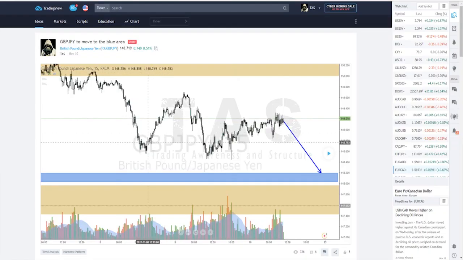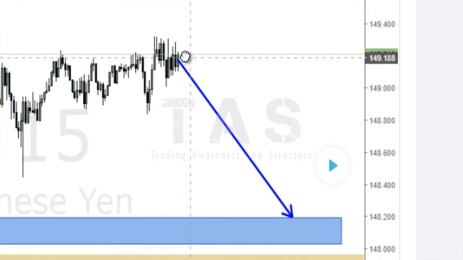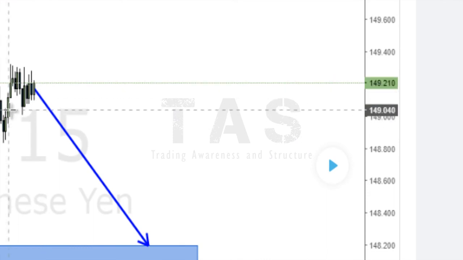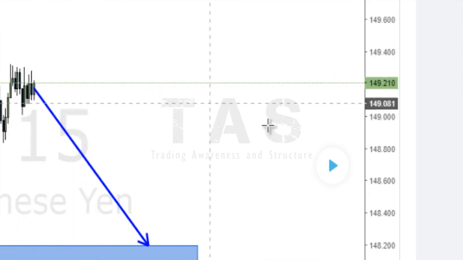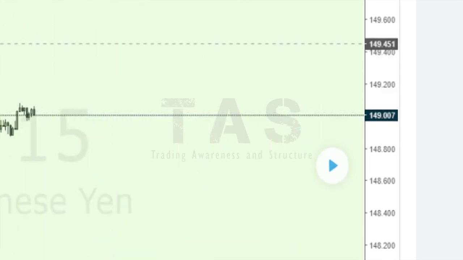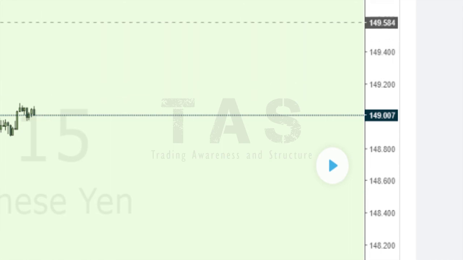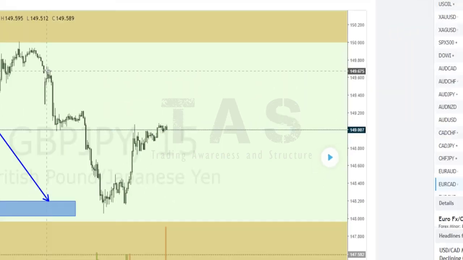See another one? Here I was looking for a move down on the 15. Not sure. I think price came to this level and then came down. Let's see. Yeah, to the pip, went to my level there. So break of structure happened on this gap.